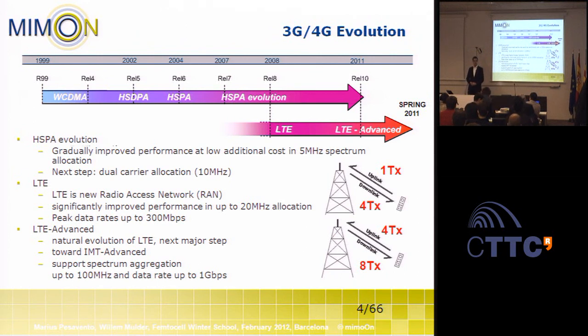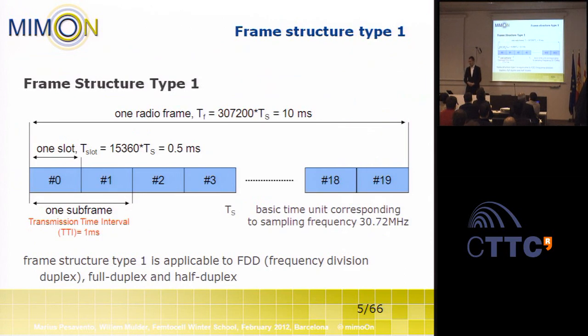In LTE, we have in the downlink up to 4 spatial streams that are transmitted simultaneously. In the uplink, there's no MIMO specified. But then in LTE-Advanced, whose standardization was completed in spring of last year, we have up to 8 spatial streams in the downlink, and in the uplink up to 4 streams.